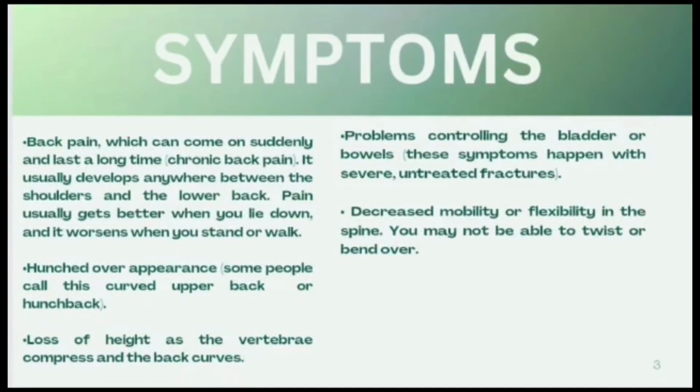Symptoms of a fractured spine include back pain, which can come on suddenly and last a long time. It usually develops anywhere between the shoulders and the lower back. Pain usually gets better when you lie down, and it worsens when you stand or walk. Second is a hunched-over appearance. Some people call this curved upper back or hunchback. Next is loss of height as the vertebrae compress and the back curves.